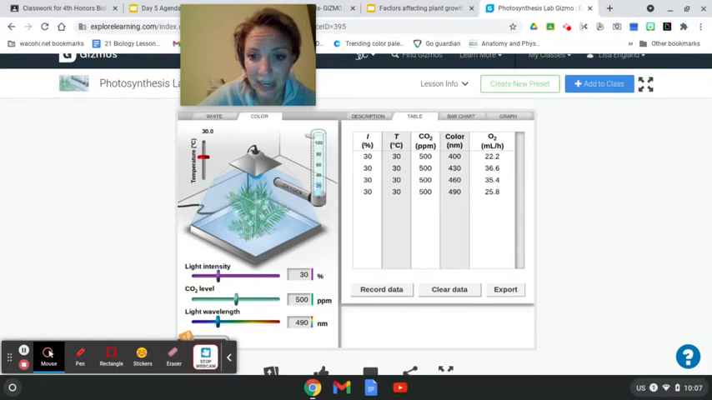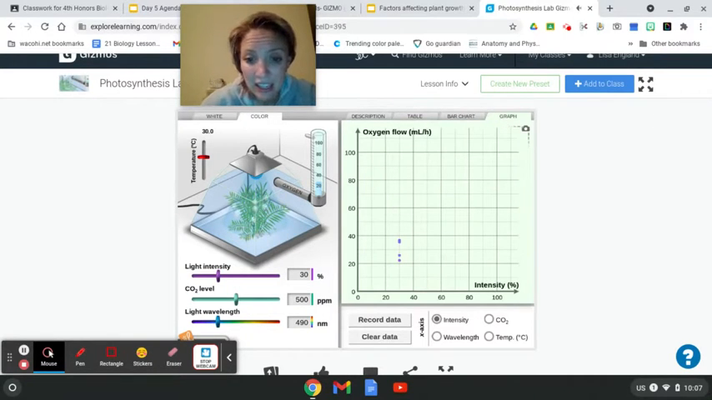So once you have 10 data points, you can see I only have 1, 2, 3, 4. And you can see that everything else is kept constant. The intensity of light is constant. The temperature is constant. And the CO2 is constant. I'm going to transfer these numbers to my data table on my slide. And then on the next slide, it asks me to insert my graph. Well, that's really easy to do. You just click over here where it says graph.